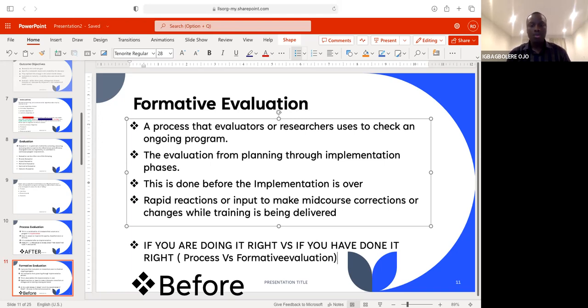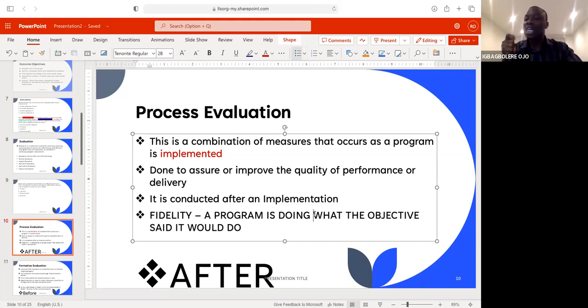All right? So it's something you do through the implementation phase. You do it before the implementation is over. A formative evaluation is done before the implementation is over, so that you can make corrections and changes. However, if you use a process evaluation, you cannot make changes because implementation must have been completed before a process evaluation comes in. All right, that is important.